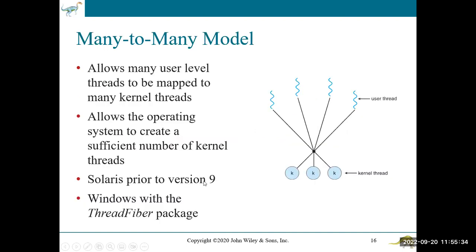Many-to-many allows many user-level threads to be mapped to many kernel threads, allowing the operating system to create a sufficient number of kernel threads. Examples are Solaris prior to version 9, and Windows with the thread fiber package. I guess there may be some high performance and supercomputing scenarios that would do backflips to implement stuff like this, but yeah, I don't think that's something that you would see. Thread fiber package.